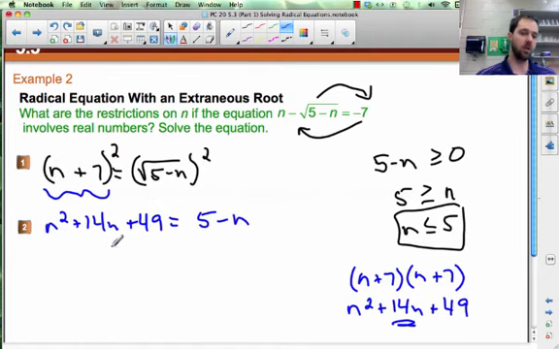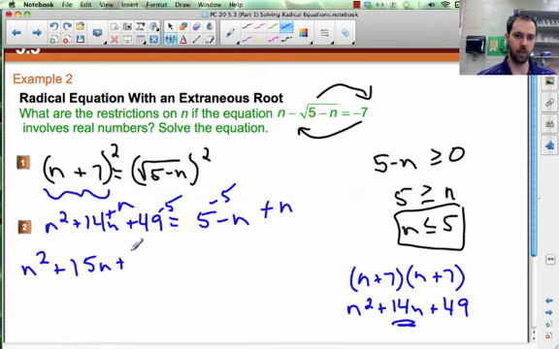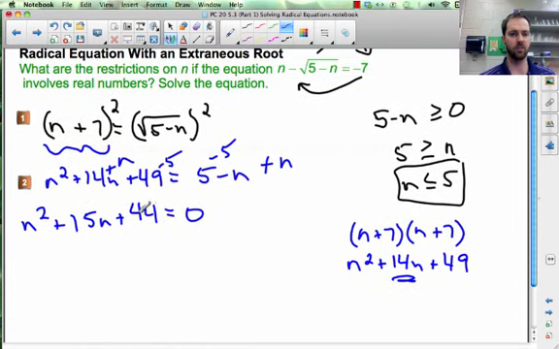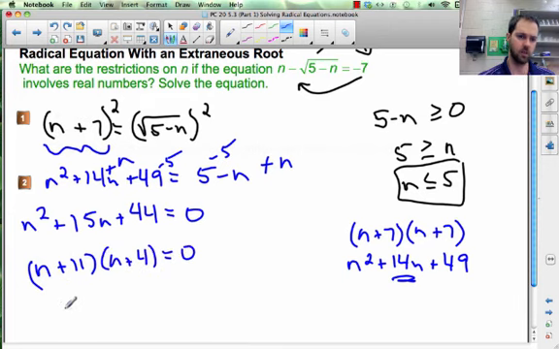So let's bump everything over to one side now, set it equal to 0 and solve. N squared, we're going to add an n here, so add an n here. So we get plus 15n. We'll subtract a 5, subtract a 5, so plus 44 equals 0. And then you can go ahead and solve this quadratic. The factors of 44, 11 and 4 will work. So n plus 11 times n plus 4 equals 0. N equals negative 11. N equals negative 4.